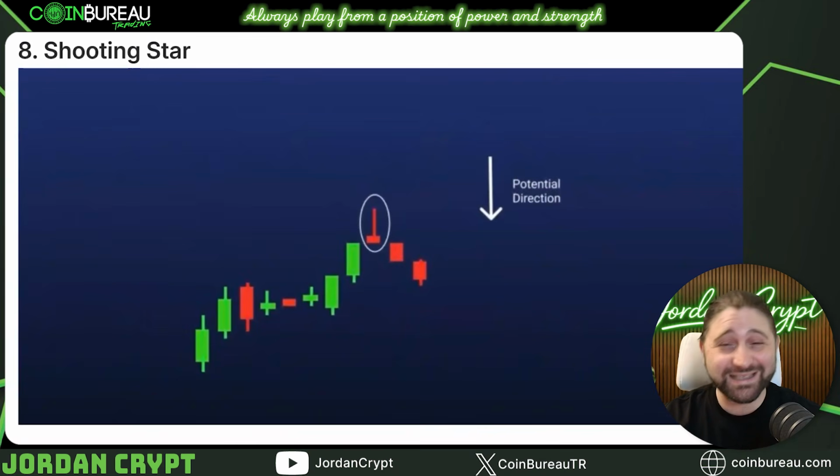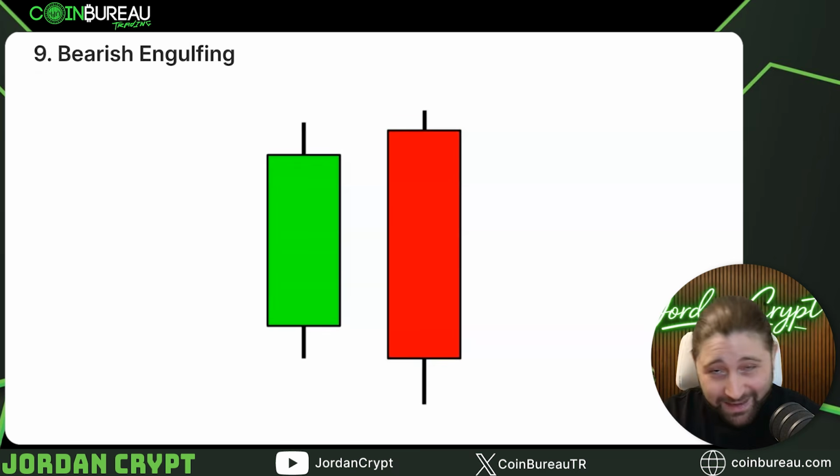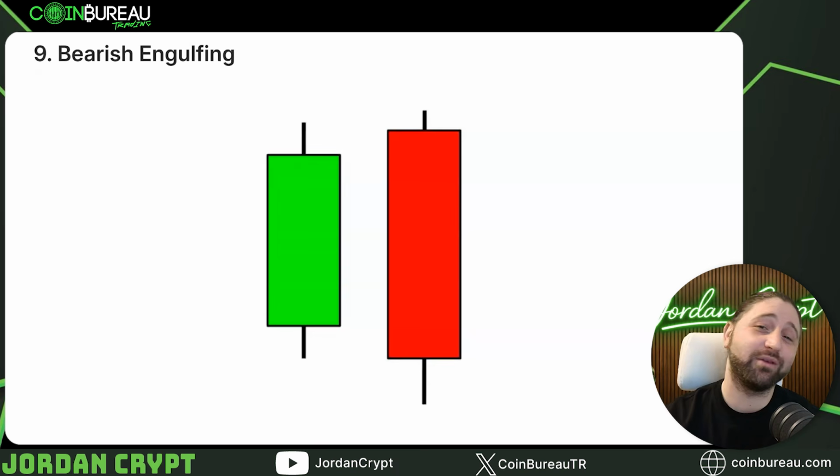The shooting star is the opposite of an inverted hammer. It consists of a red candle with a short body and a long upper wick. The body can sometimes also be non-existent, similar to a doji, and visually you can clearly see how this pattern resembles a shooting star.